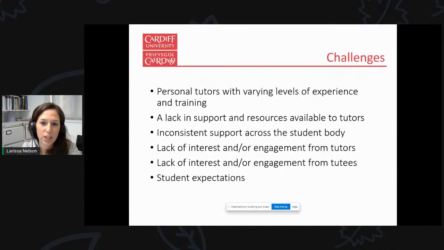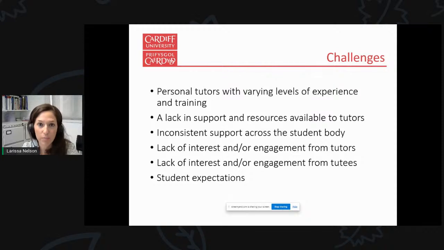So some of the challenges that we faced as senior personal tutors: we wanted to provide students a uniform experience as much as possible, where they would say that they got good support from their personal tutors. And as a senior personal tutor, it was our role to provide our personal tutors with a good platform to help them be as good a personal tutor as they could. So the challenge we faced was that tutors had varying levels of experience and training.